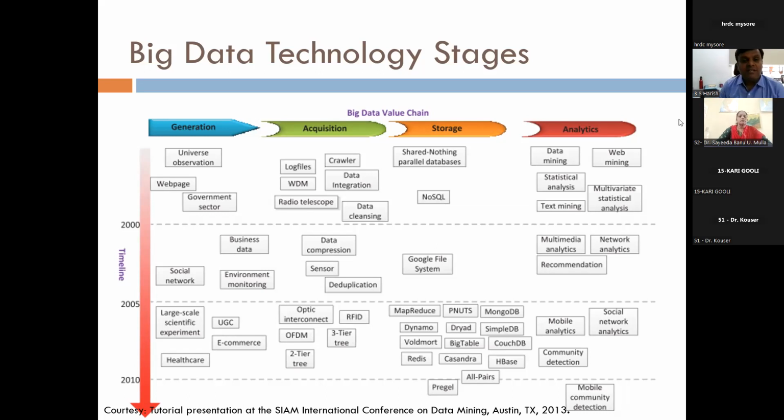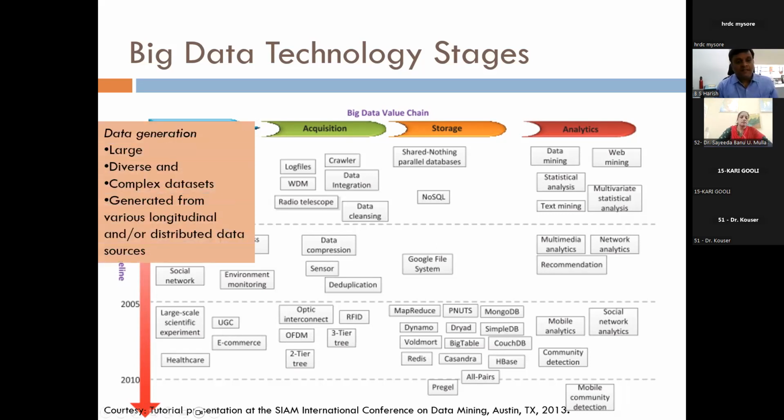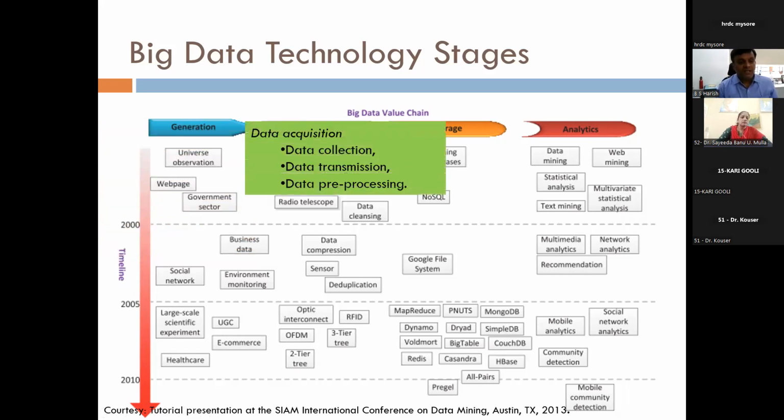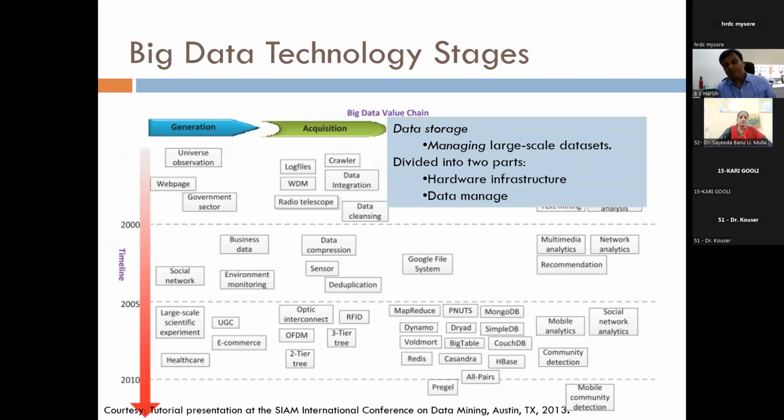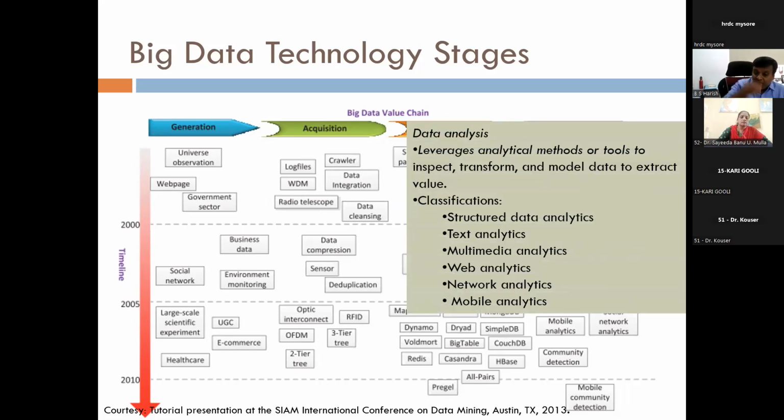So especially in the big data technology stages, this is what I explained: data acquisition, collection, transmission, and pre-processing. And then you have data storage. Data storage is exclusively meant for managing large-scale data sets, and it also maintains the hardware infrastructure as well as the data messages. And then you have data analytics.